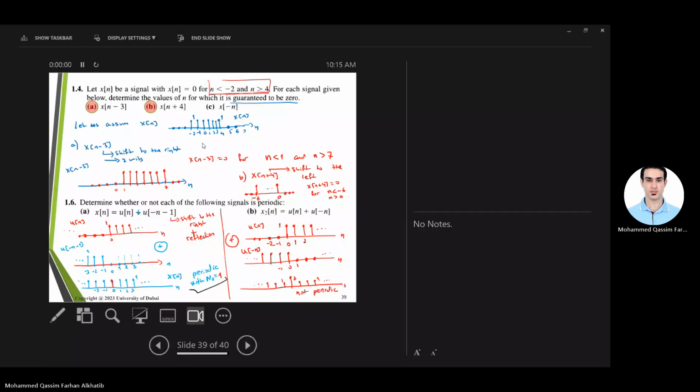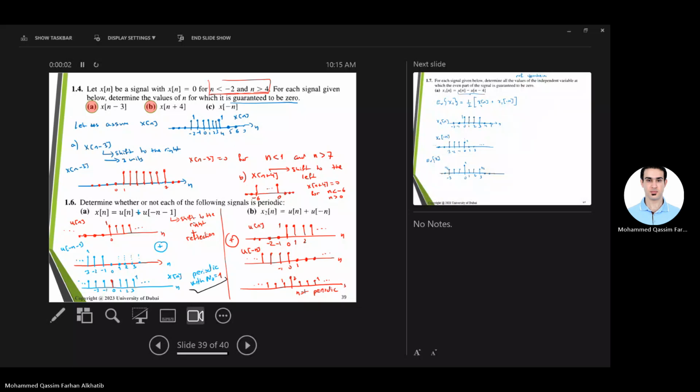Okay, from current slide. Display settings.